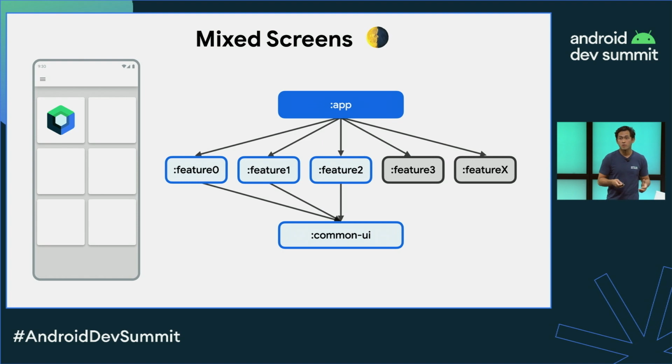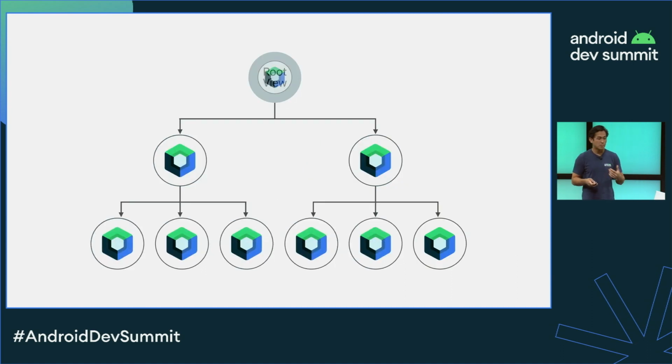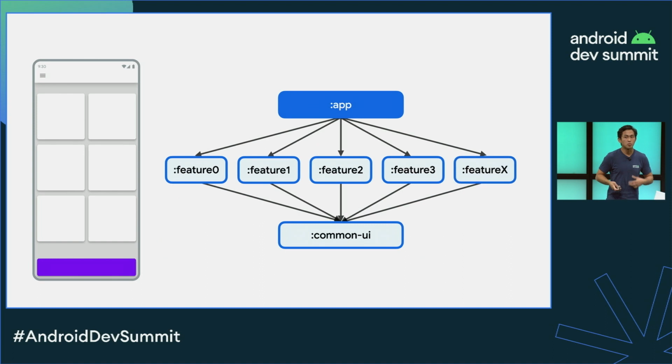The next place to look for are mixed screens, so screens that contain a bit of Compose code already. For these screens, you can take the bottom-up approach of migration by piece migrating UI elements until the entire UI tree is in Compose. Keep repeating this process until all your screens are in Compose.